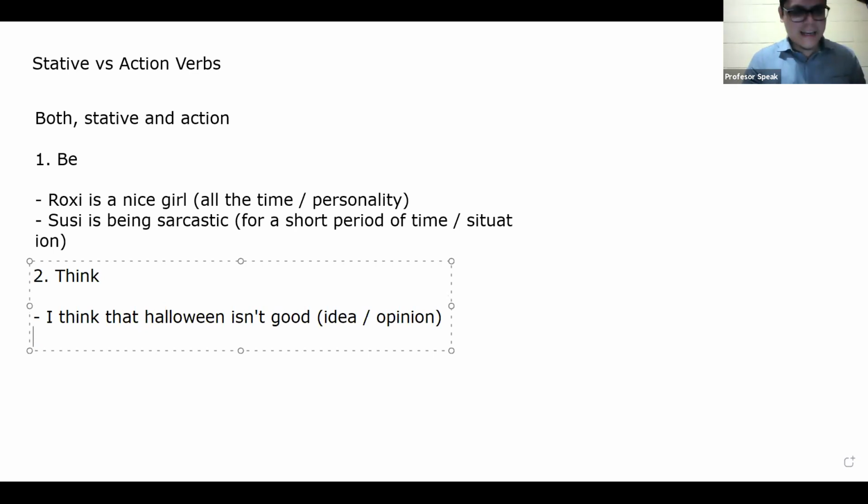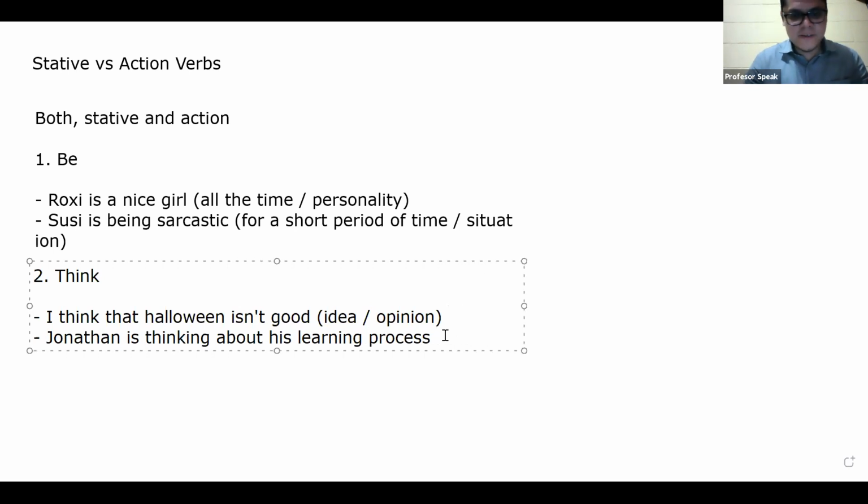Jonathan, what are you thinking? What are you thinking of right now? I think that I needed learning more. Okay, so Jonathan is thinking about his learning process. Okay. In this case, guys, you're talking about an action that is happening right now.